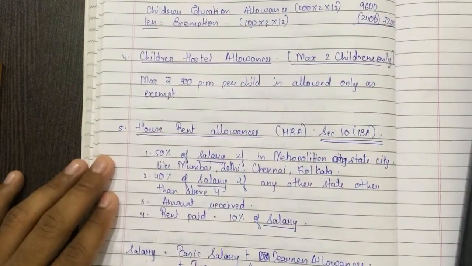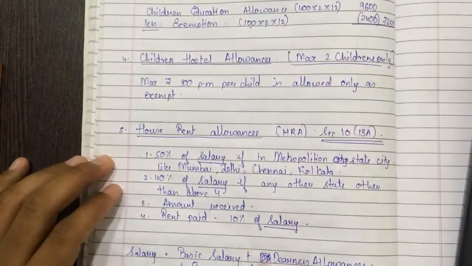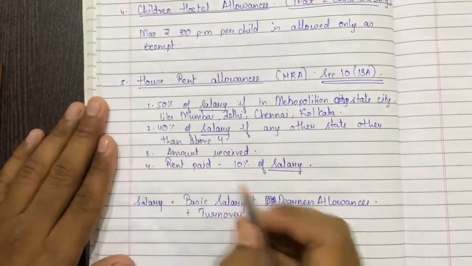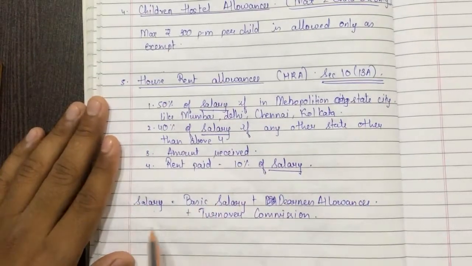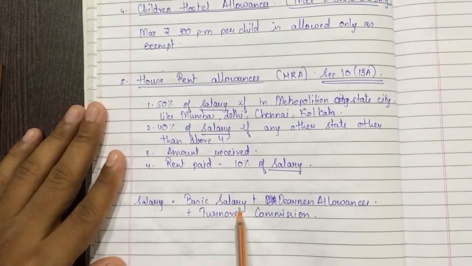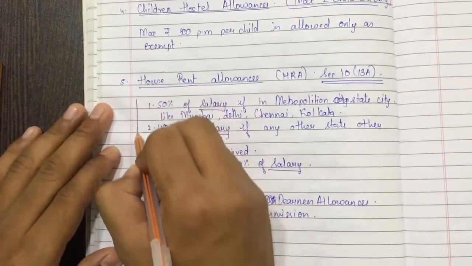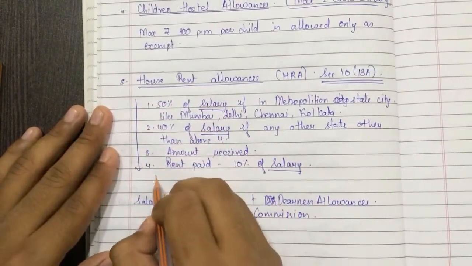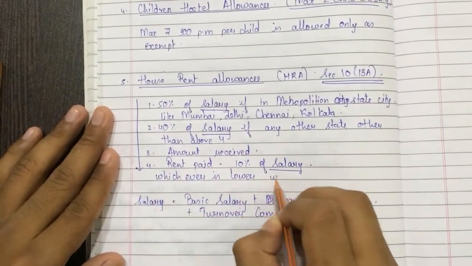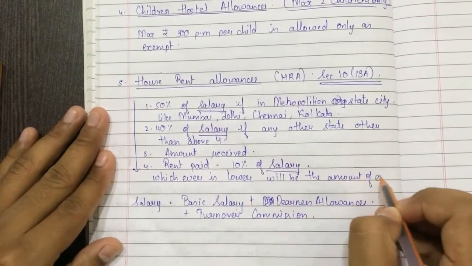Turnover commission means that if there is an increase in turnover, the employees will be provided with a commission at a specified rate, and that commission will be added. So how to calculate this? First, for calculating HRA, you need to calculate the salary for HRA. Salary for HRA is basic salary plus dearness allowances plus turnover commission. And finally, of all this, whichever is lower will be the amount of exemption.